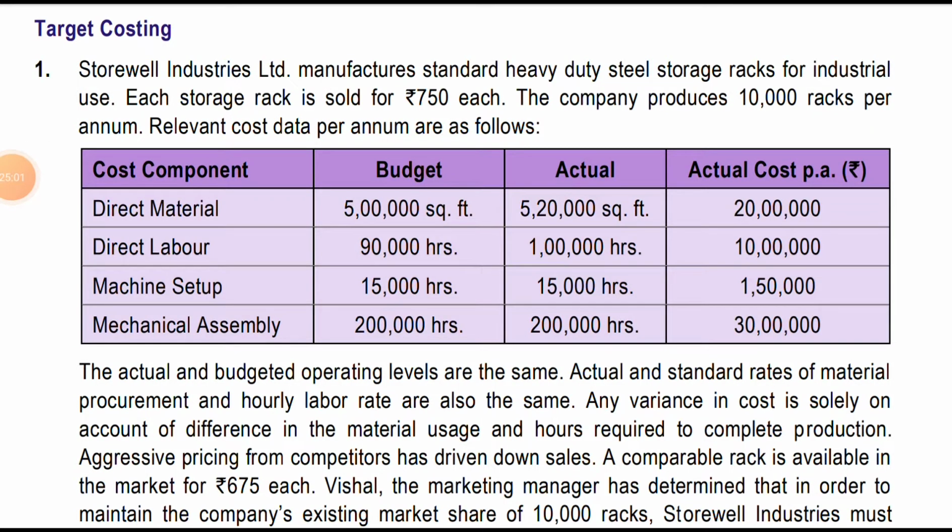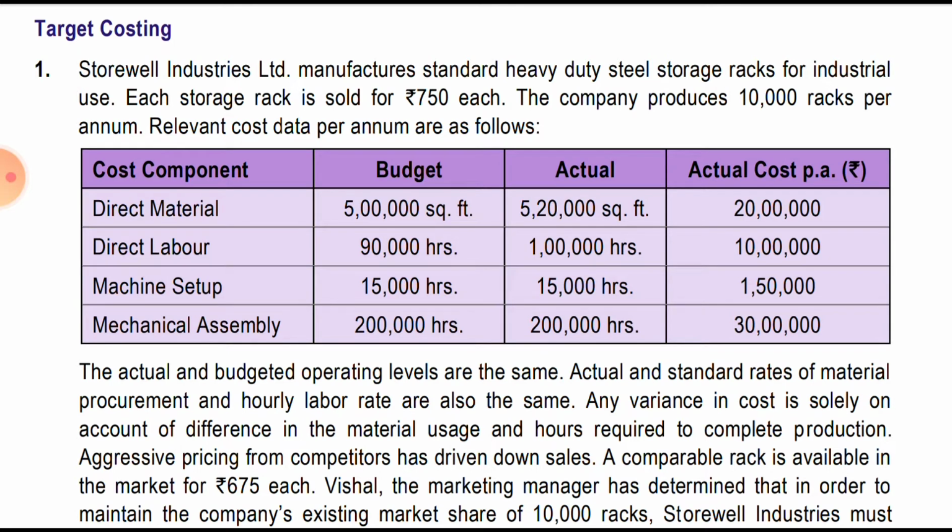How to calculate: first prepare two columns, or we can say three, for per unit also. Just write the quantity consumed: material 5,20,000, then labor 1 lakh, then machine setup 15,000, and machine assembly 2 lakh rupees. In cost and revenue, first write revenue of 75 lakh. How much is it coming?